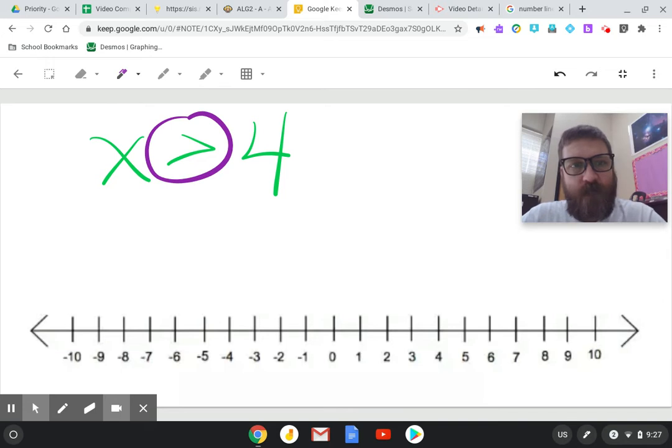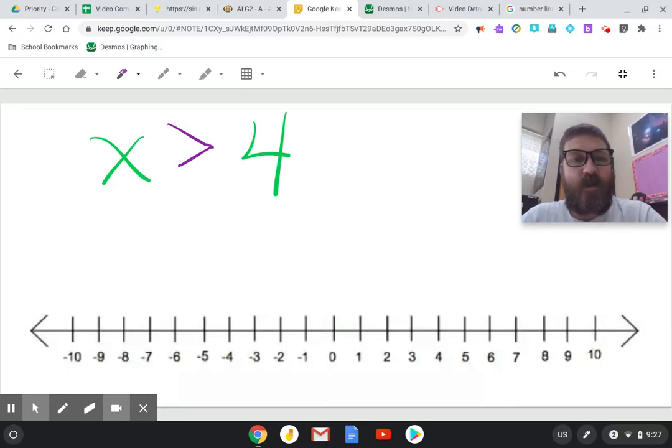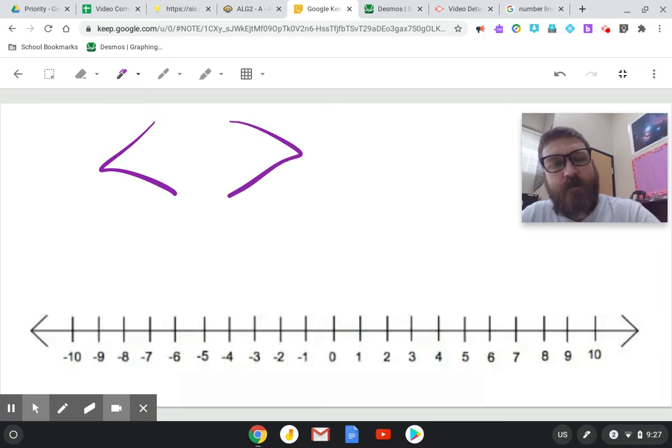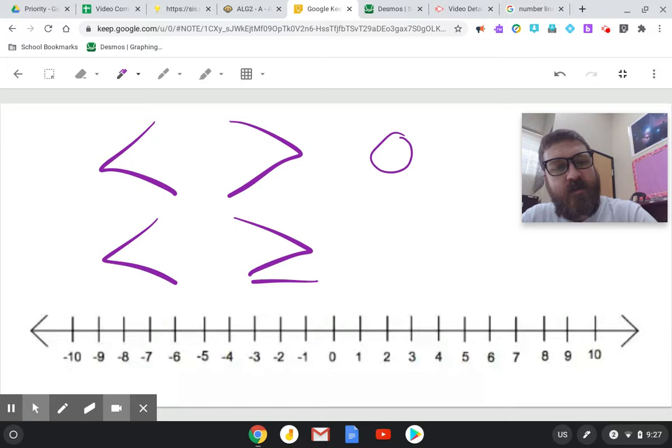So we're going to talk through that first, and I'm going to graph the different versions of this symbol. So in other words, we'll start with the one I just did. What about x is greater than 4? Okay, x is greater than 4. Well, the first thing you need to know is that symbols like this and this are graphed on the number line with an open circle, and ones that are like this or like this are graphed with a closed circle.